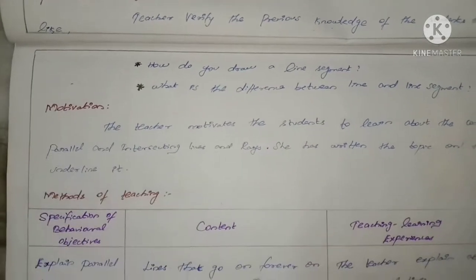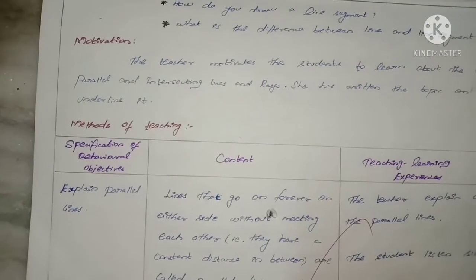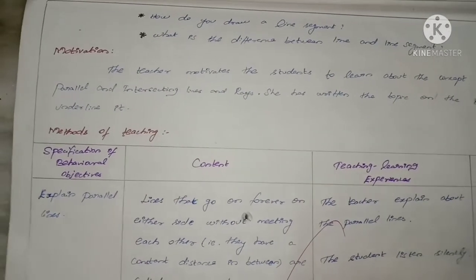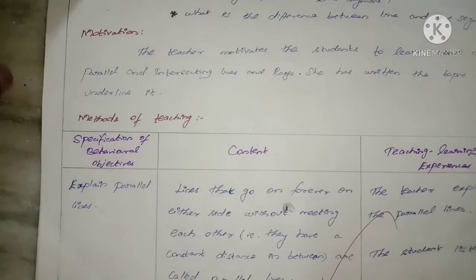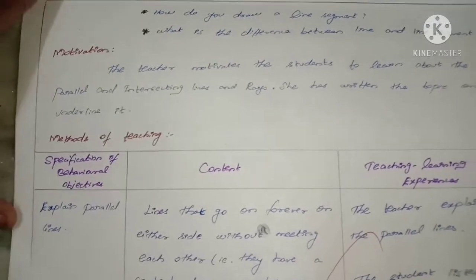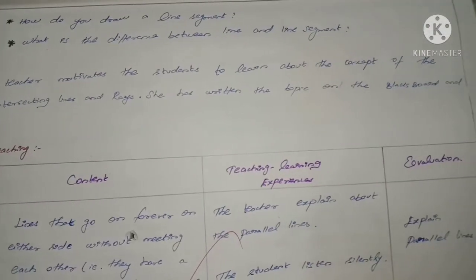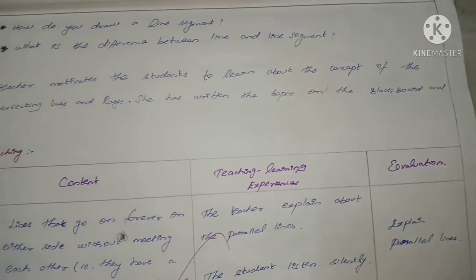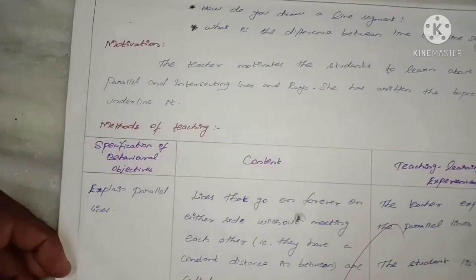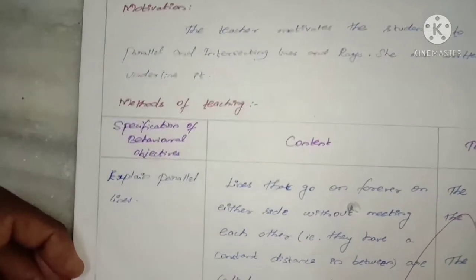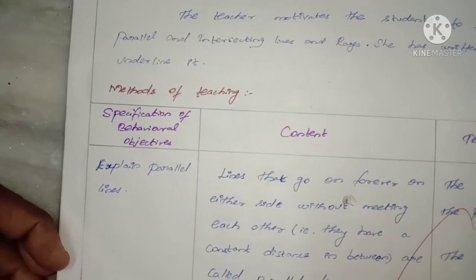Next one is methods of teaching. We have to do the fourth partition. First one is specification of behavioral objectives. Next one is content. Third one is teaching learning experience. Fourth one is evaluation. In the first row, first box, write explain parallel lines.